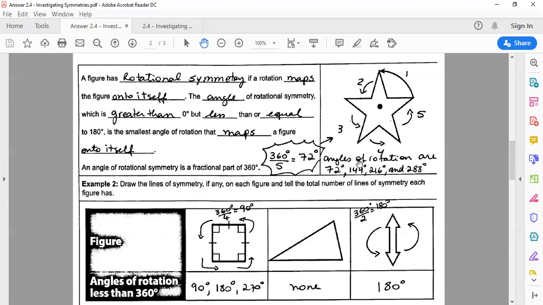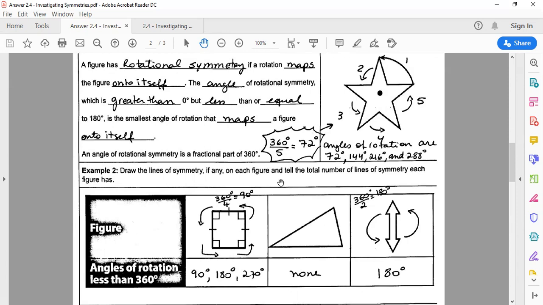So the angle of rotation here is 72. Then if I add another 72, that angle of rotation would be 144. Then if I add another 72 degrees, that angle of rotation would be 216. And then if I add another 72 degrees, I go to 288 degrees. And if I do it again, 72 degrees, I go back to the original. That would be the 360 degrees.